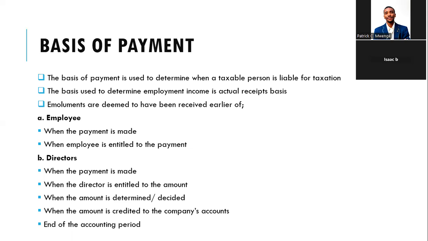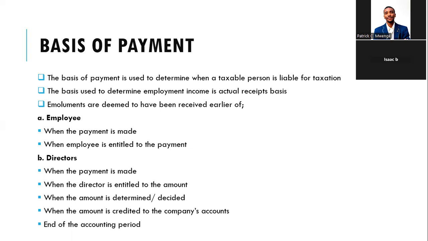Then when the amount is credited to the company's accounts, so when we deduct that money from the bank account, we credit the bank account, then that person is deemed to have received that money and they are liable for taxation on that particular date. Then the end of the accounting period. So when it's the end of the accounting period, we can also say that the director is liable for taxation.